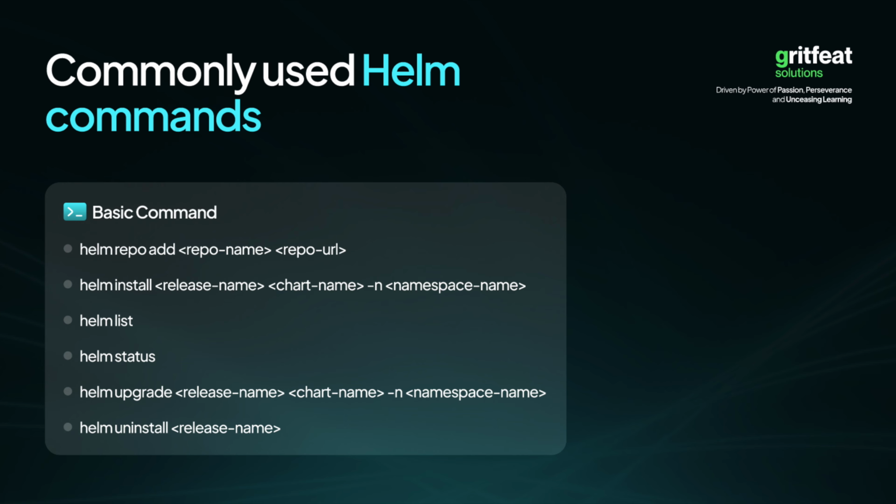Now, if you want to remove an application deployed with Helm, you use the helm uninstall command. This command uninstalls a release from your cluster, cleaning up all the Kubernetes resources associated with that release. These commands form the core of managing your applications with Helm, providing a powerful and streamlined workflow for Kubernetes deployments.